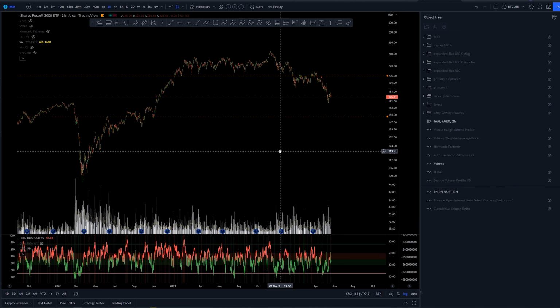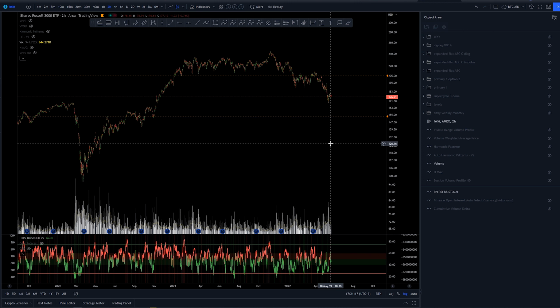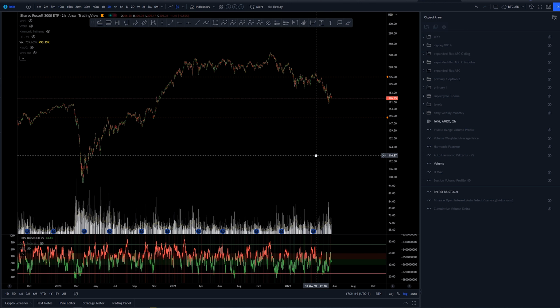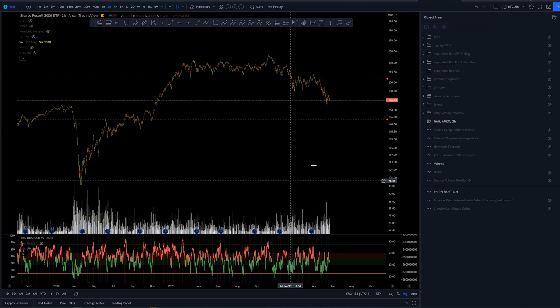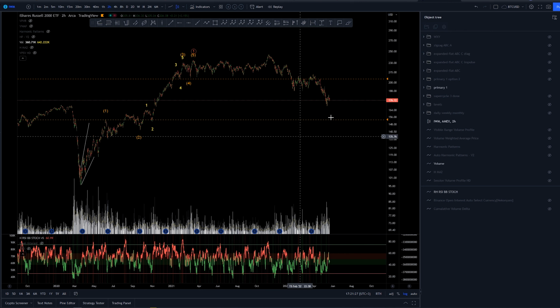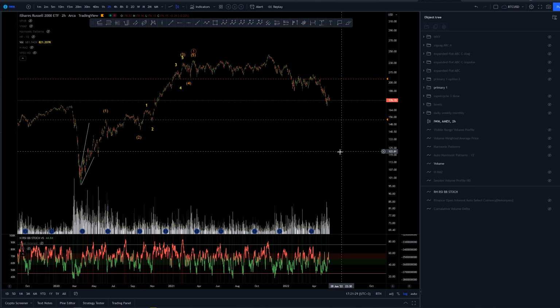So let's get going. Last time we were covering the whole structure of this asset from the start to current date, and now I've refined the count for this current structure here. So today we are again looking only into this structure.